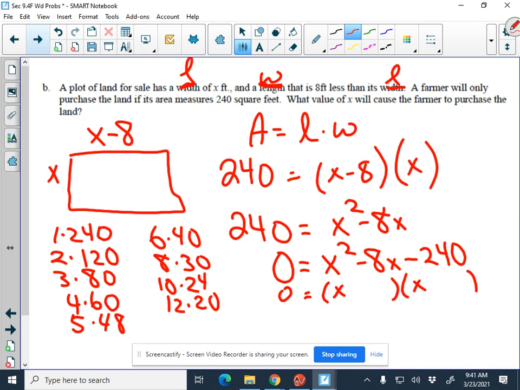You can keep going if you want. There's probably some more. But I'm going to go minus 20 plus 12. So X could be 20. Or X could be negative 12. Which one can't it be? Can't be negative 12. So one of the sides is 20.